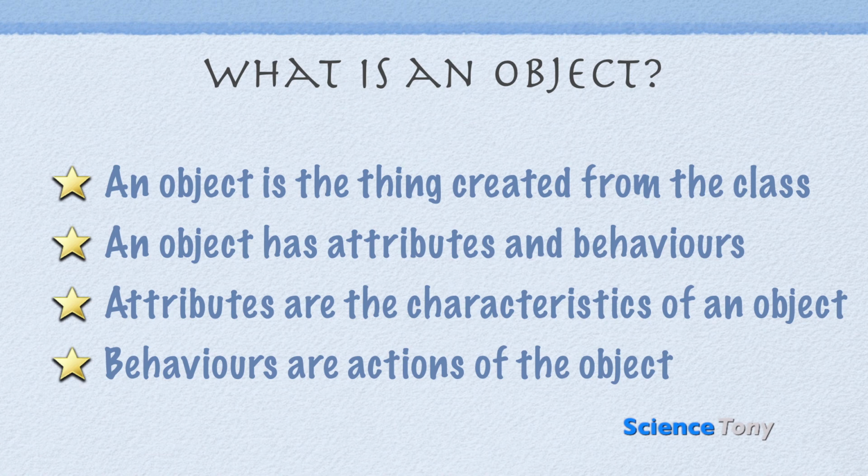What is an object? An object is a thing created from the class. So we use the class as a blueprint to give us everything that we need to create the object. An object has attributes and behaviors. Attributes are characteristics of an object, such as its color, size, and shape. Behaviors are actions that the object can perform. And the only way to get an object to perform its actions is to send it messages.